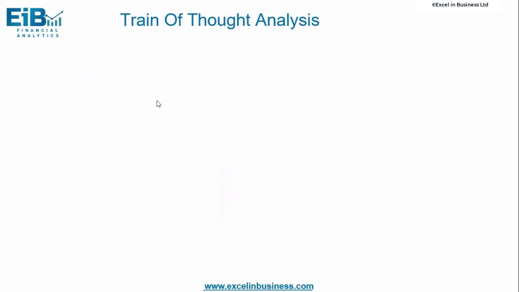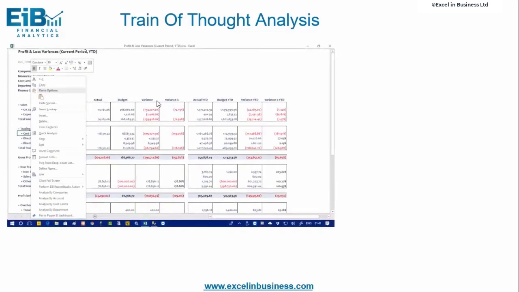One of the must-have features, and if I was on a la carte 215 or below, I would genuinely upgrade just for this feature. This is incredibly powerful. This is the train of thought analysis that we've added in. And what this is all about is providing a set of standard reports as you do now. In this case we are looking at a profit and loss variance report from EIB Financial Analytics, and we're saying, well, what sort of questions could the user ask next?